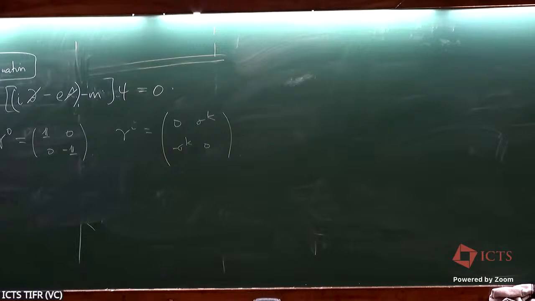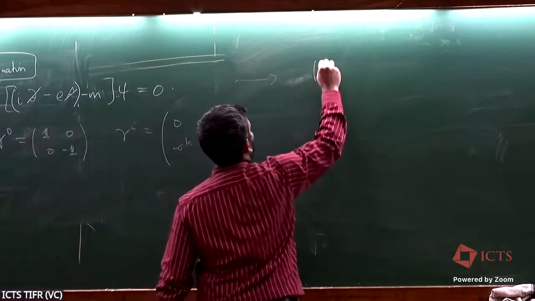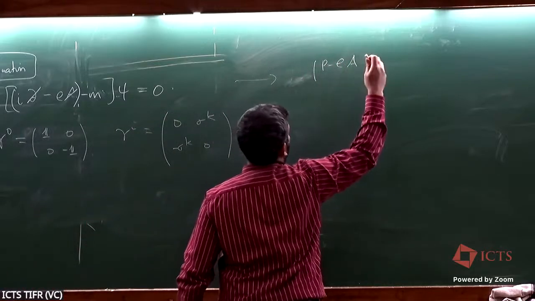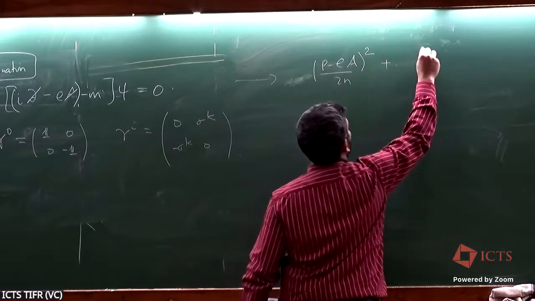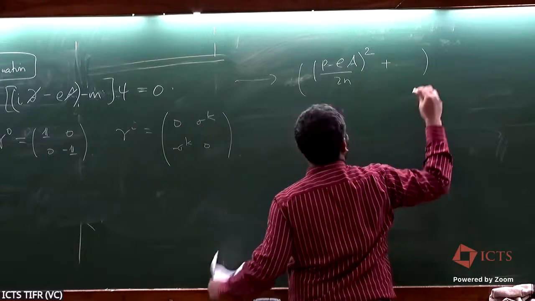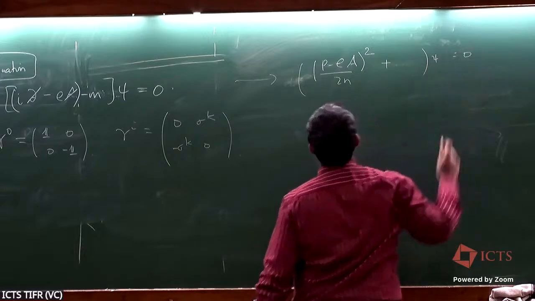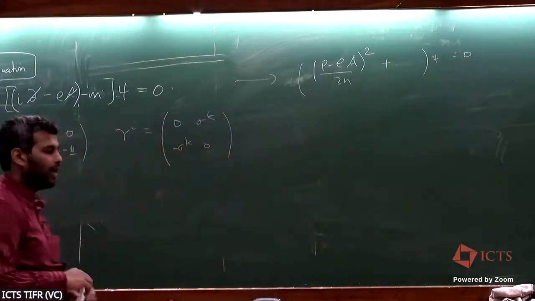And now the goal is, like I said, to go from the Dirac equation to an equation that looks like something you have studied in normal electrodynamics also, (p minus eA) squared by 2m plus some terms acting on psi to be 0 or something. Get some type of Lagrangian or equation.